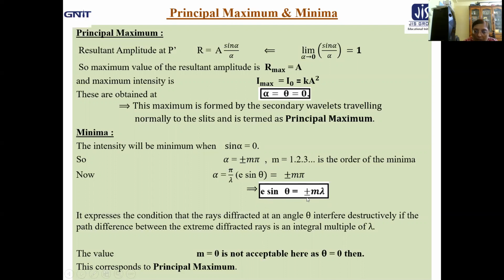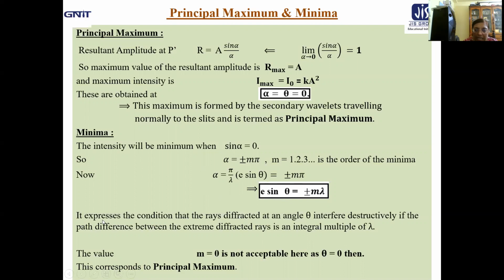This is the condition of minima in terms of path difference, which expresses the condition that the rays diffracted at an angle theta interfere destructively if the path difference between the extreme diffracted rays is an integral multiple of lambda, because it is nothing but the interference between secondary wavelets. This is the path difference we already found out in the case of the single slit, a few minutes ago.